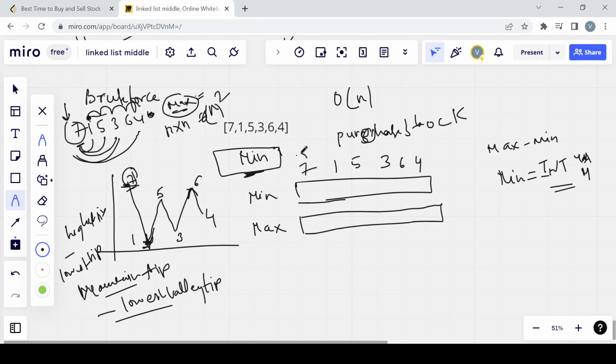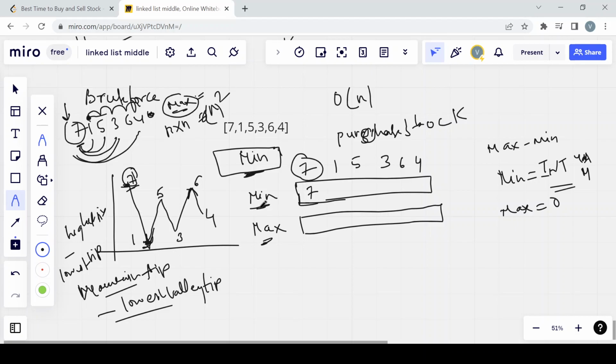So first we will compare 7, whether 7 is less than int max. Yes, so we'll keep our min as 7, and we will start with max as 0. So there is nothing. So it will be an if and else statement to compare with min and max. If it is smaller than min, we'll not compare max, because we have to find first the minimum and then the maximum to get the maximum difference.